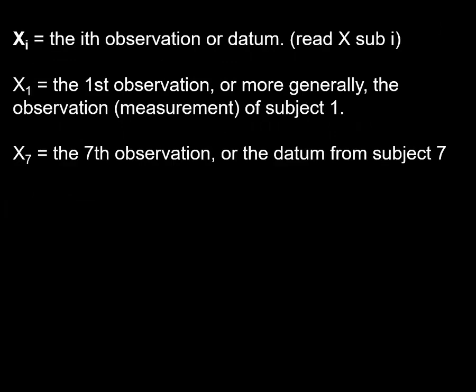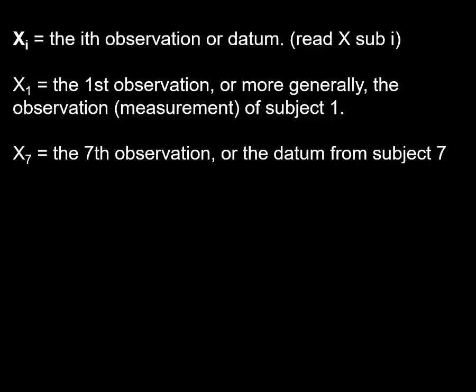So here's an example of how this works. X sub i, the totally generic version, stands for the ith observation or the ith datum, right? And that is how you say it, the ith. And we read that X sub i. And then a couple of examples where we actually fill in the i so that we're referring now to a specific datum. X sub 1, that's the first observation, or more generally the observation or measurement, that's another word we can use, of subject 1. Participant 1, observation 1, whatever you want to call it. X sub 7 would refer to the 7th observation in the data set, or the datum from subject 7, and so on.